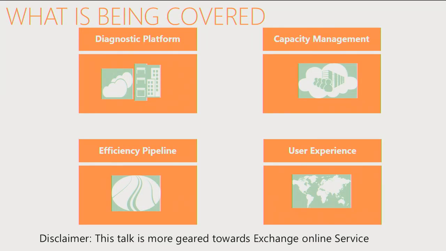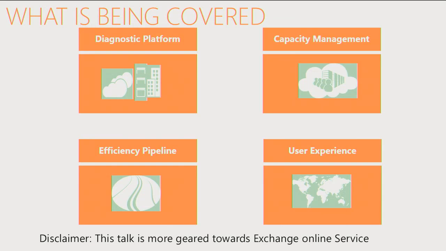Then we talk about our efficiency pipeline. This will basically show you how from the time the dev is coding to the time it is deployed worldwide, how do we measure and make sure that we don't let the regressed bits go into production. And finally, we will talk about the user experience, be it our clients like OWA, Outlook and all, and also our protocols, and how we measure, monitor, and enable great experiences for our customers around the globe.